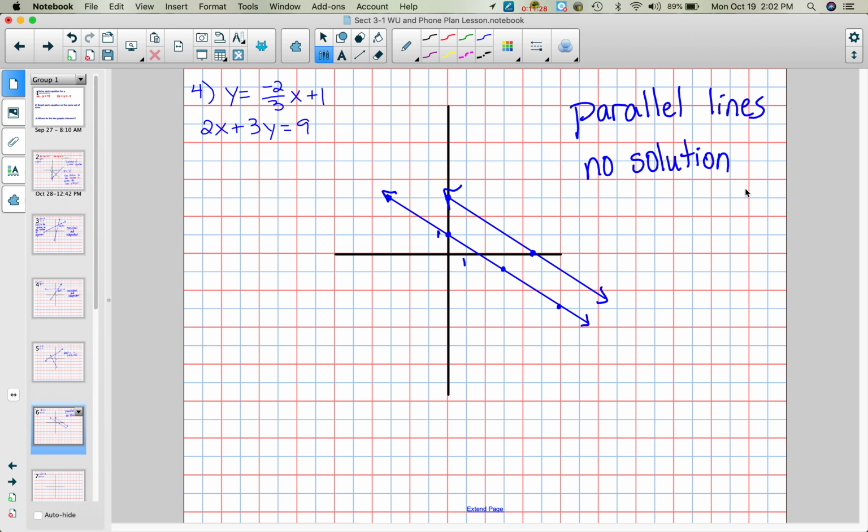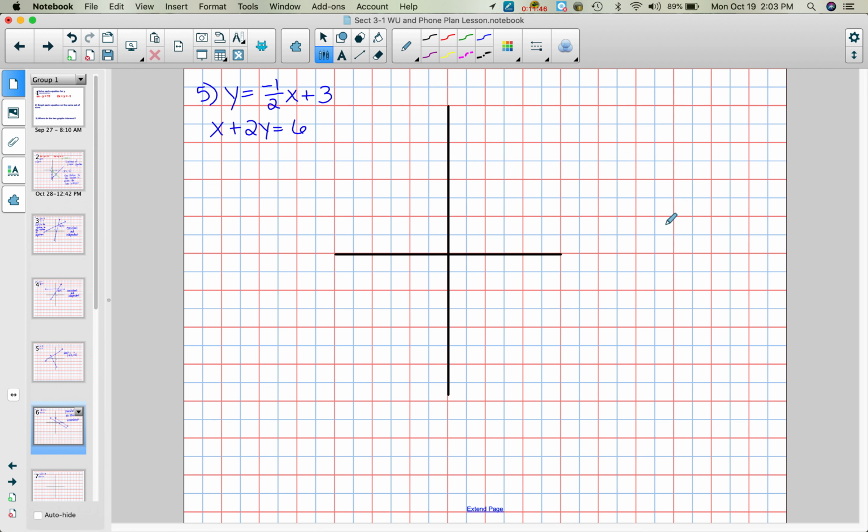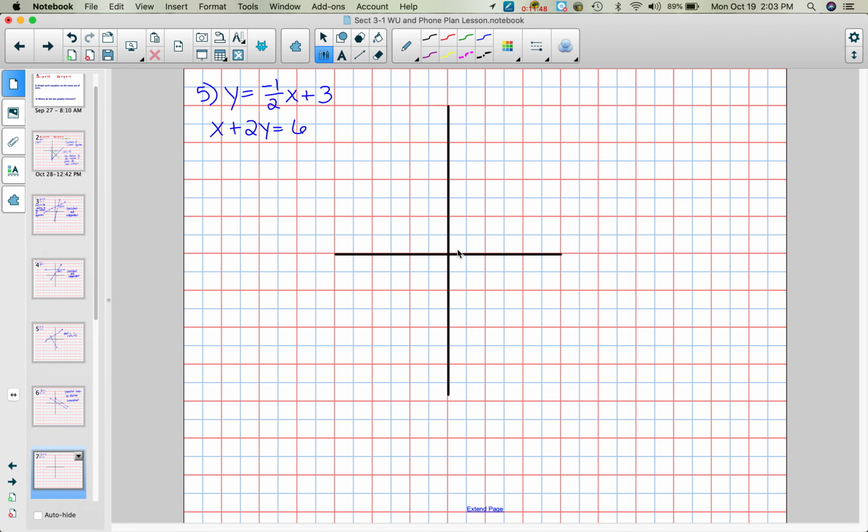So there's no solution, and we call this system inconsistent. We don't say dependent or independent because it's just inconsistent. So no solution means that it is an inconsistent system, and that also tells you that the lines would be parallel. And then the last one we did, we have the line y equals negative 1/2 x plus 3. So I'm going to plot that.